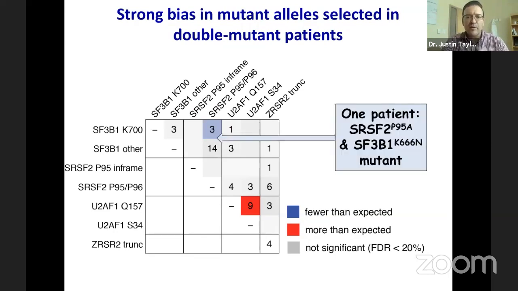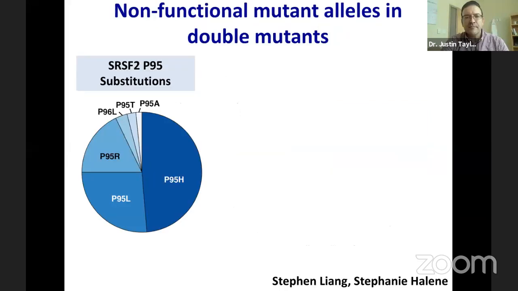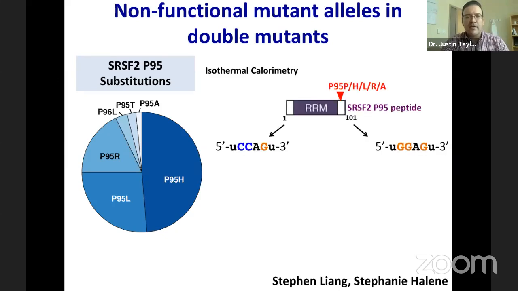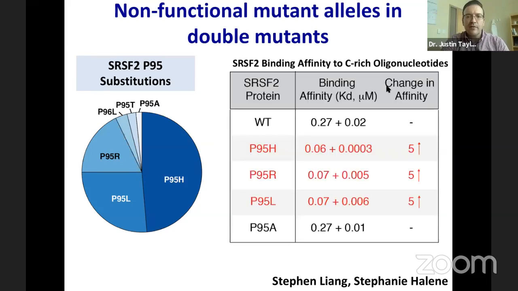And we also noticed one patient had a very rare SRSF2 P95 mutation, P95A, which is very uncommonly seen. You typically would get P95H, L, or R, so the exact amino acid substitution can be different. And we tested these various mutations. The P95H, L, and R are known to have a specific effect on binding of SRSF2 to RNA by changing the binding affinity of the SRSF2 protein to RNA.